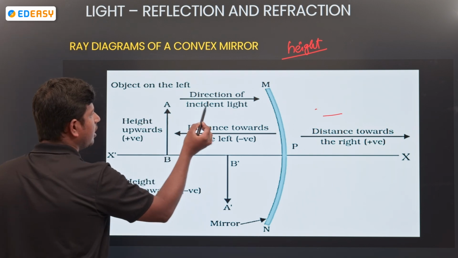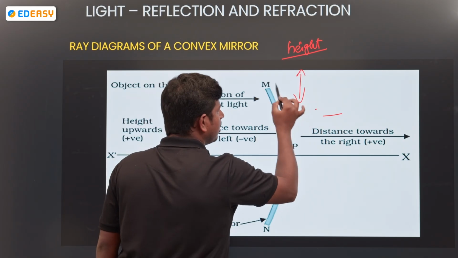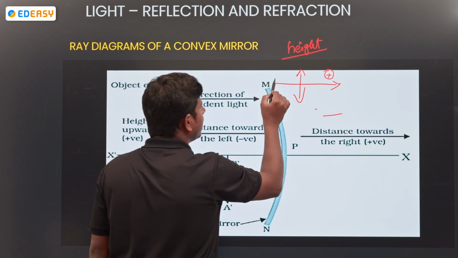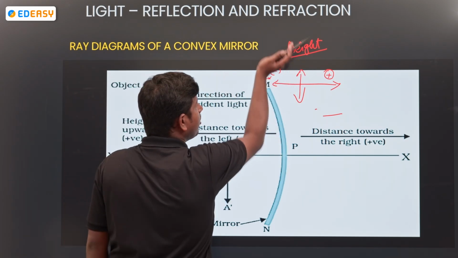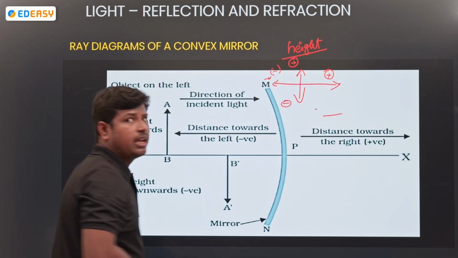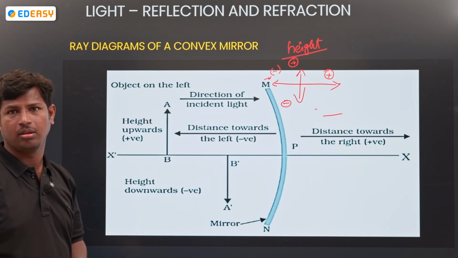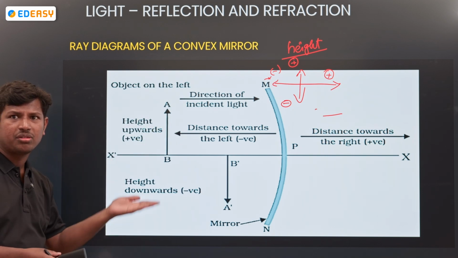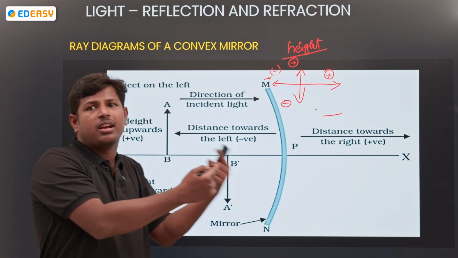Incident ray direction is positive. If you take a graph like this, the positive x-axis is positive only along the direction of the incident ray, and the negative x-axis is negative, opposite to the direction of the incident ray. Above the principal axis, the height is positive; below the principal axis, negative. Object is always on the left side of the mirror. Clear? Only 5 points.